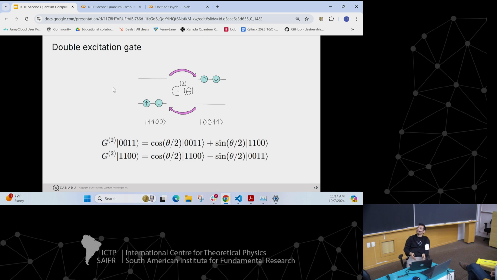Normally, a brute force way of doing it is you apply every possible excitation. You apply all possible single excitations, all possible double excitations, and you optimize the parameters that way. Here we're skipping the single excitations because we don't need them.